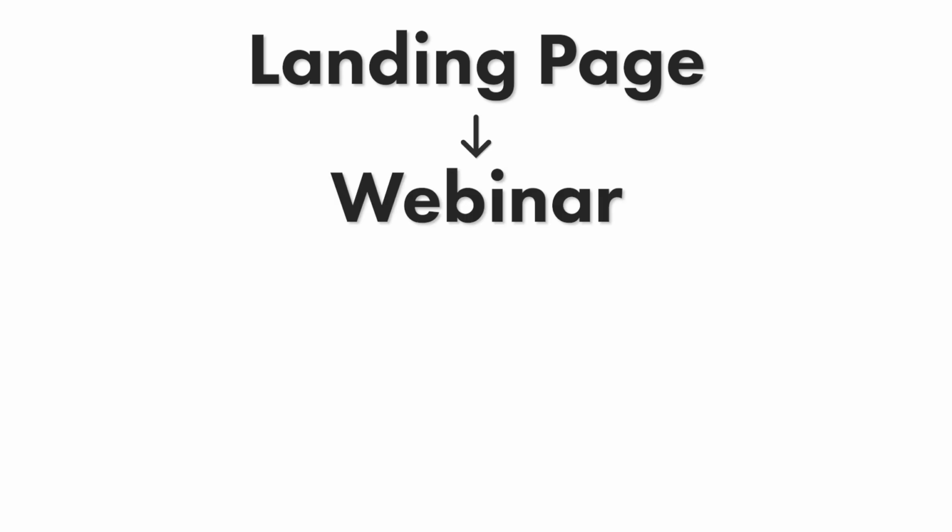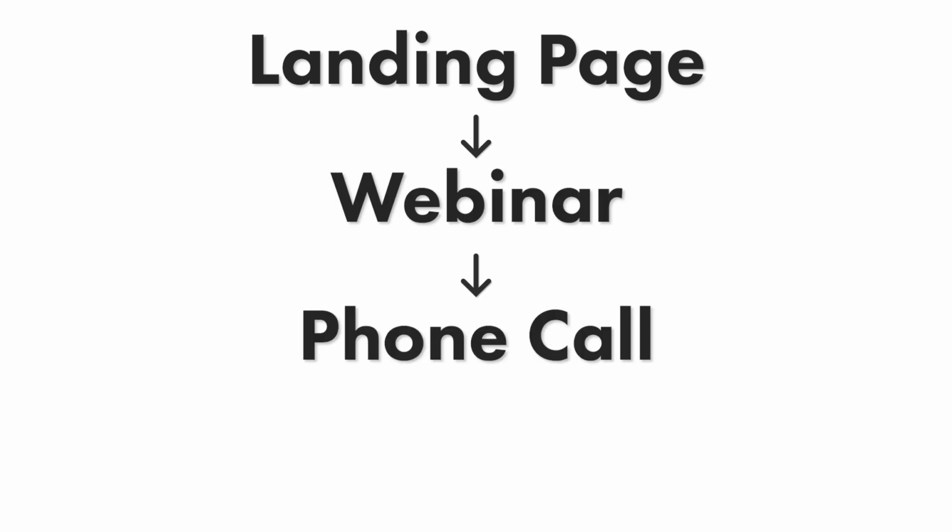So in this video, I'll be talking about running retargeting campaigns from the context of retargeting traffic from a webinar. So our hypothetical funnel will be a landing page to a webinar to a phone call to a sale. The first and most obvious type of retargeting campaign to run is an in-stream retargeting campaign.